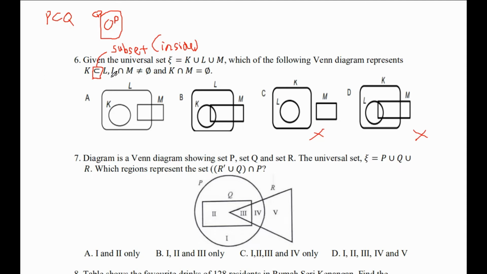Okay, now continue. L intersect M not equal to, okay, this is called the empty set.